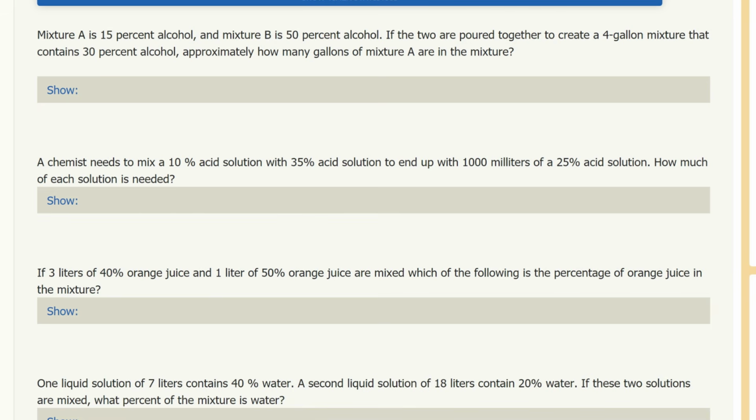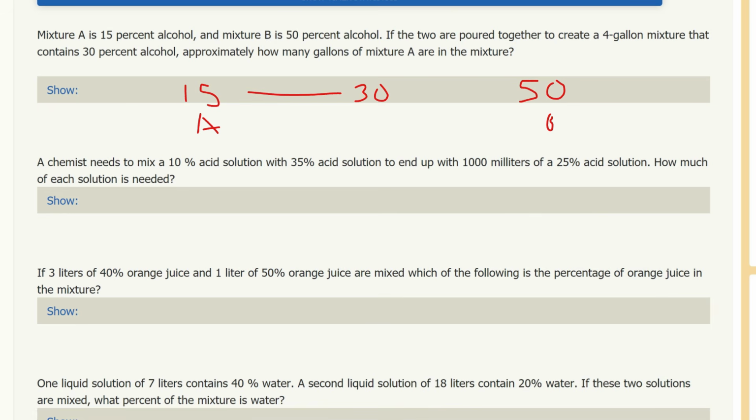Okay, here. Feel free, by the way, of course, to pause and answer it yourself first. Mixture A is 15% alcohol, and mixture B is 50% alcohol. If the two are poured together to create a 4-gallon mixture that contains 30% alcohol, approximately how many gallons of mixture A are in the mixture?